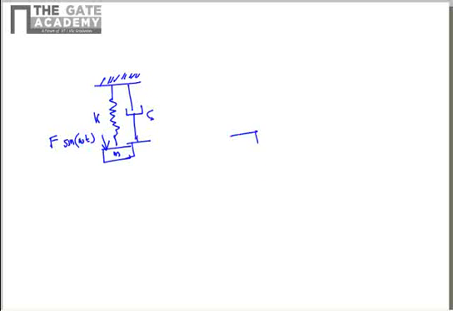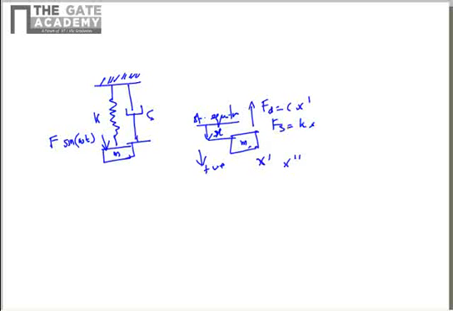If you draw the free body diagram of mass m, there is a position below the static equilibrium line, and there is a displacement x below the static equilibrium. x is positive downward, x dash is positive downward, x double dash is positive downward. The damping force F damping equals C x dash, towards the top, opposite to the velocity. The spring force equals Kx, also towards the top because it is opposite to displacement. And the inertial force Fi equals mass into acceleration, m x double dash, also towards the top, opposite to the acceleration.